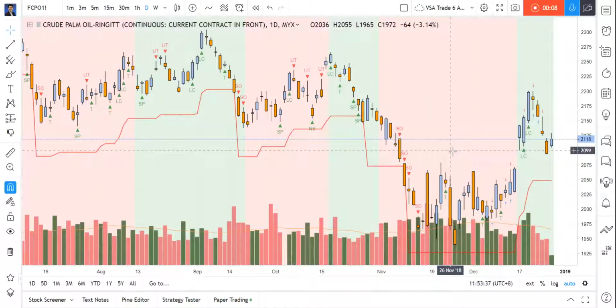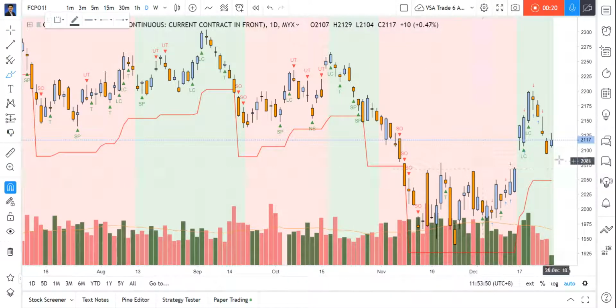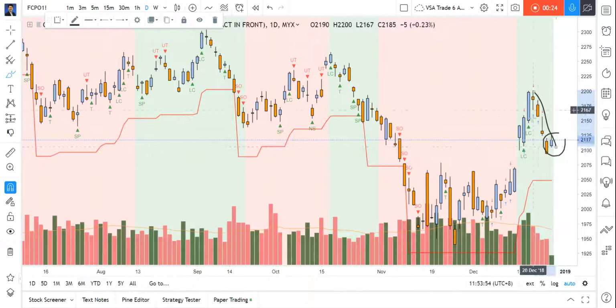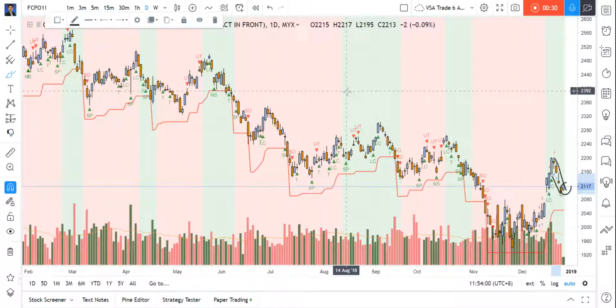Just another update on our daily FCPO charts. As you can see for today's FCPO, we have up bars, but on very narrow bars. This is still in the morning session, now around 12 p.m. Malaysian time. So we do see there's one up bar followed by a continuation of the downtrend. Overall, the chart is still pretty bearish.